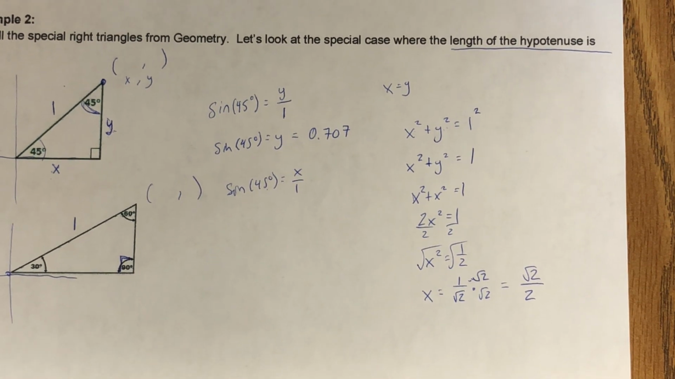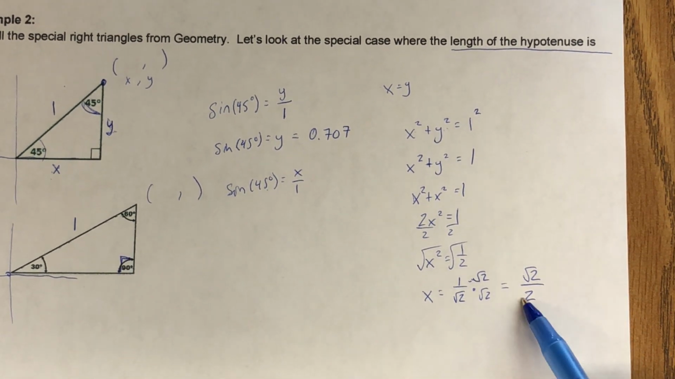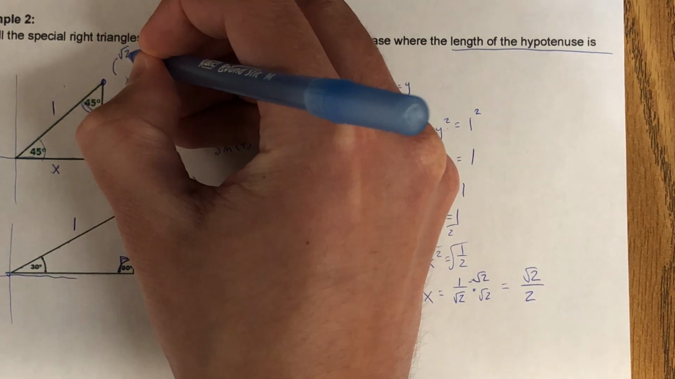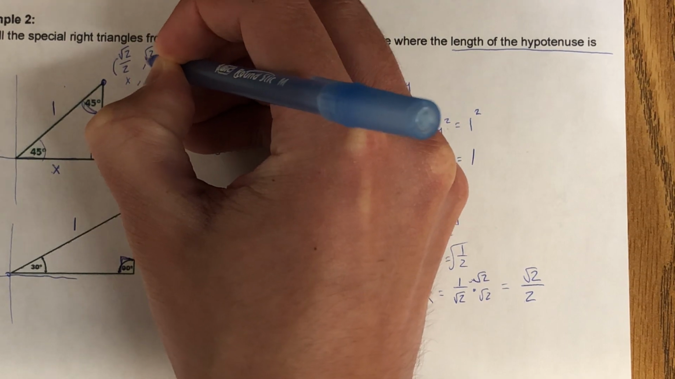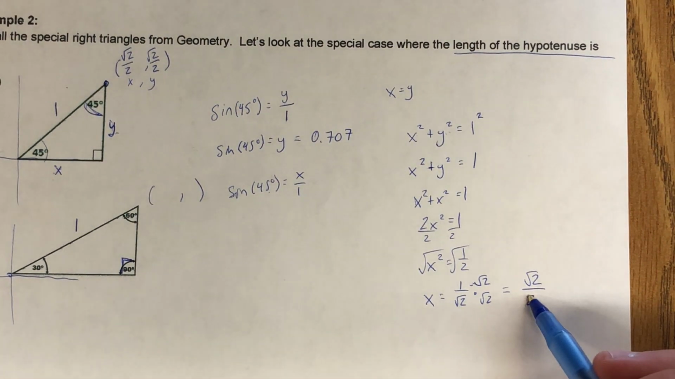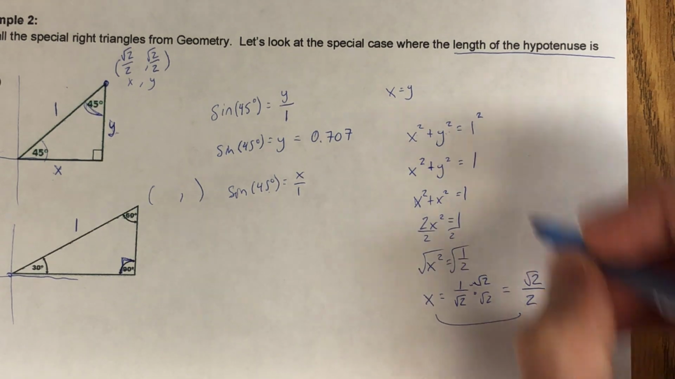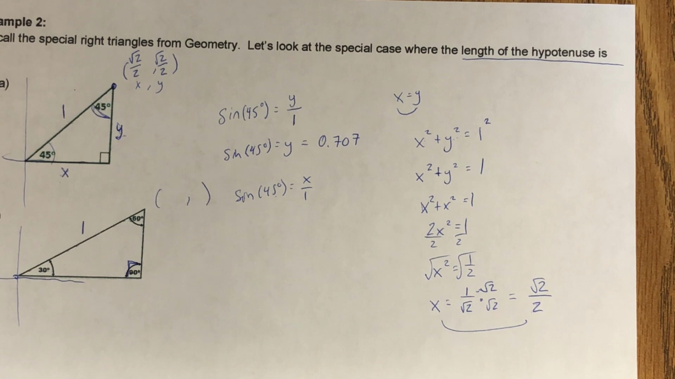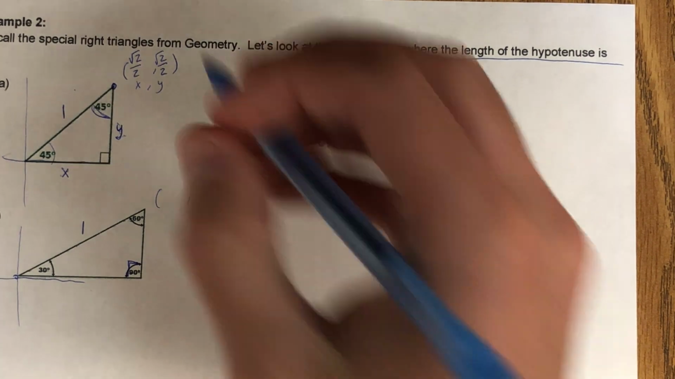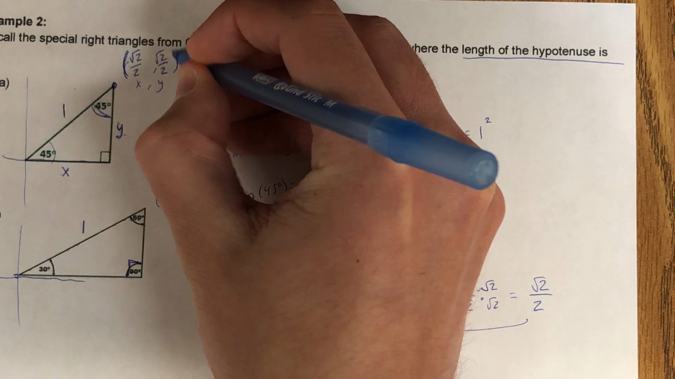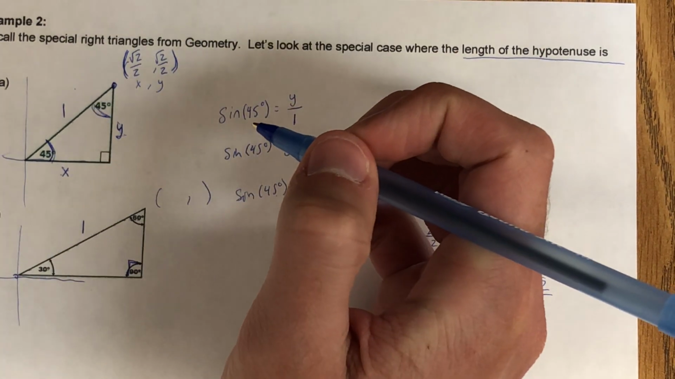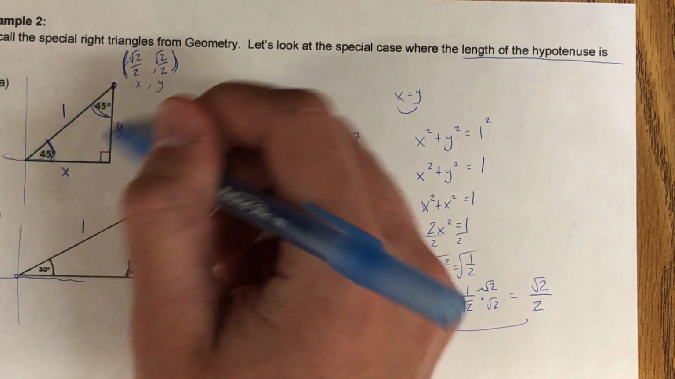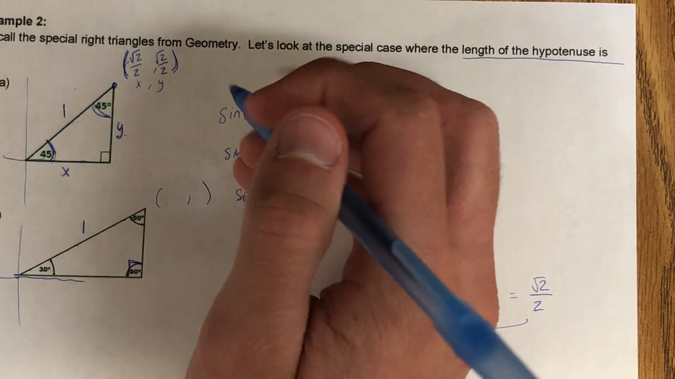So what I've just determined is that x is equal to root 2 over 2, and I know x and y are equal, so they're both root 2 over 2. So what I've determined here is that if I'm on the unit circle and I have a 45-degree angle, the x value and y value of this triangle are both positive root 2 over 2.